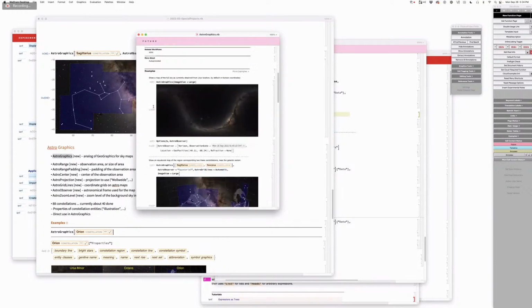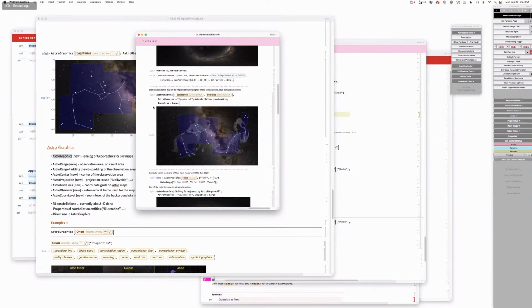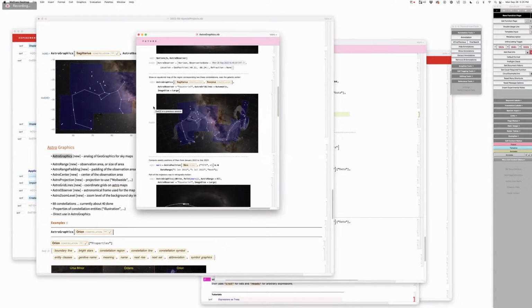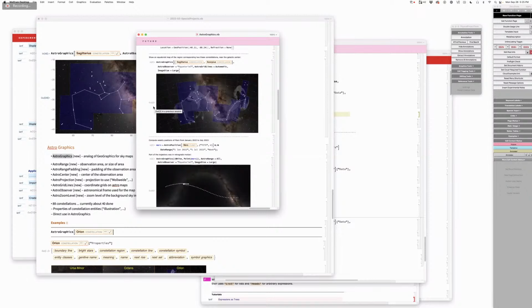Scroll down. So these are some of the images that we were discussing before. This is also a fun example. We see Mars in retrograde motion.